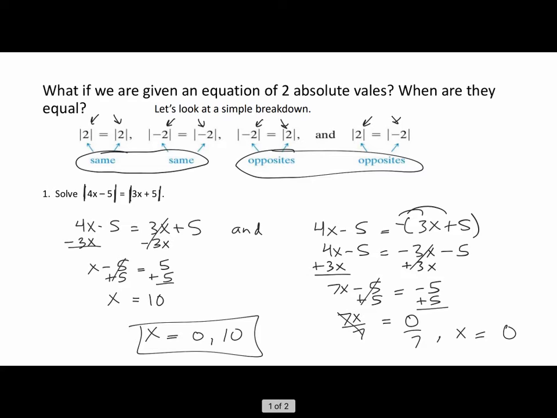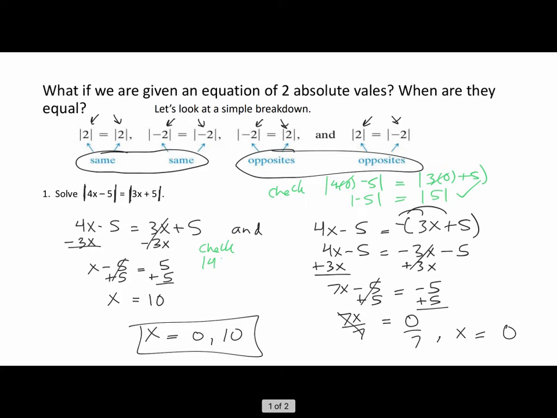And you'll want to check those to make sure that they're true. So if we were to check, let's check 0 first, because that'll be easy. 4 times 0 minus 5, the absolute value equals the absolute value of 3 times 0 plus 5. So that's going to be 0, making that a minus 5. And that's going to be 0, making that a positive 5. So that's going to be true because the absolute value of negative 5 equals the absolute value of positive 5, right? So let's check the other solution then, 10.